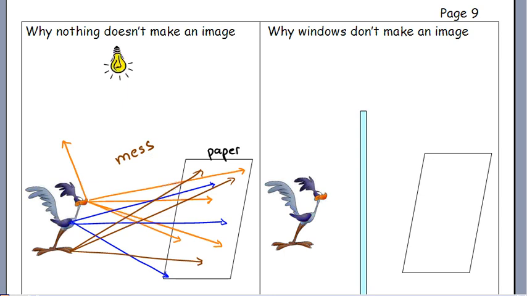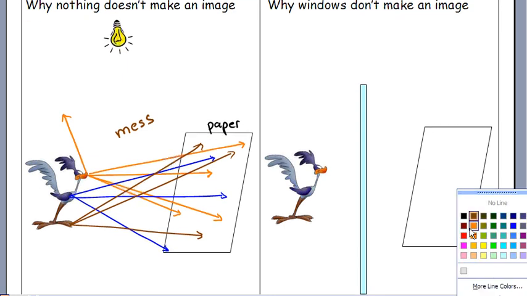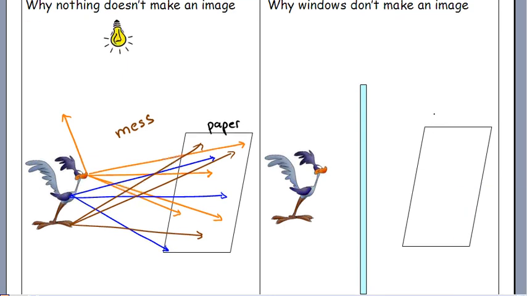And you might think, well, maybe it'll work better if I go with the same experiment with my light bulb shining on the Roadrunner. I've got my piece of paper over here. What if I put a window in?